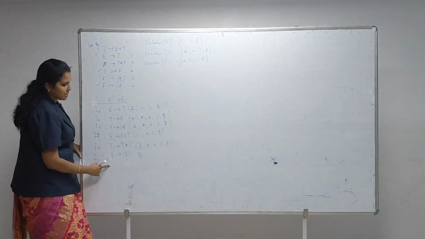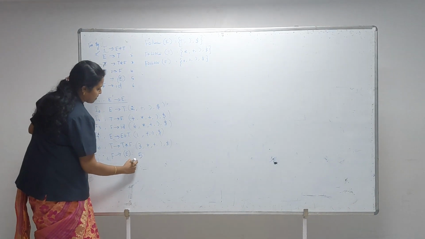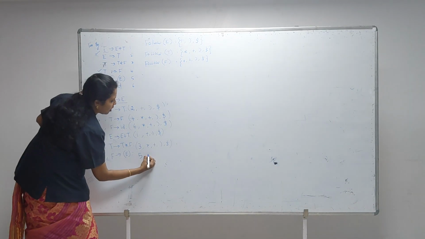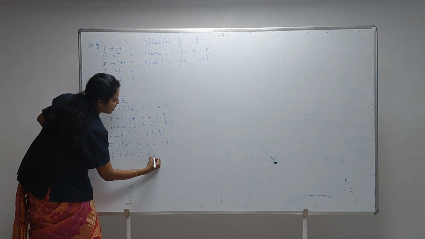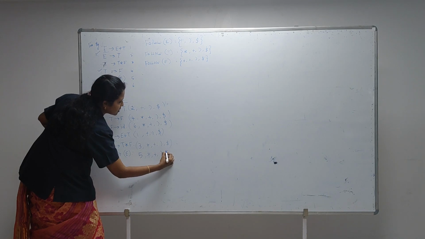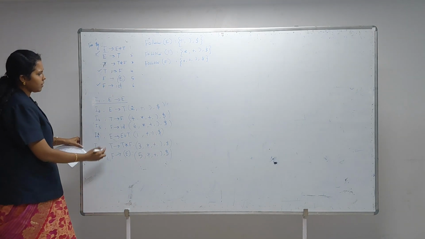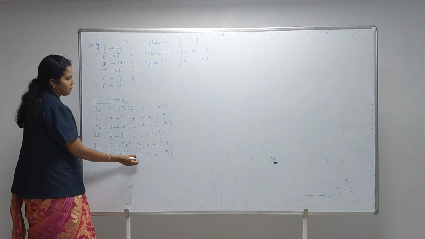The last one is F. Here we have already given the name as 5, so we have to write the follow over here: asterisk, plus, close parenthesis, dollar. So we have written the names here as 2, 4, 6, 1, 3, 5.